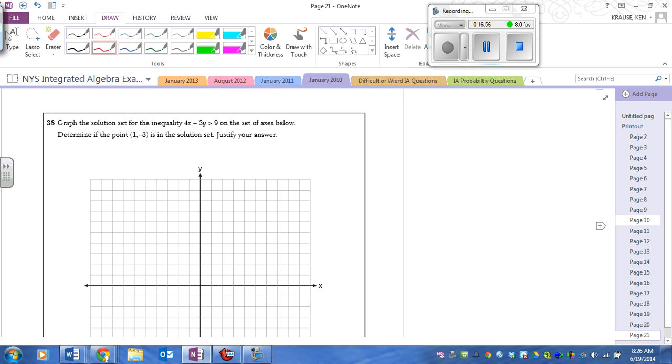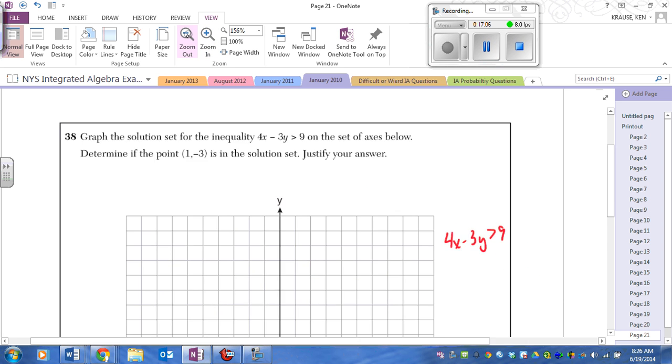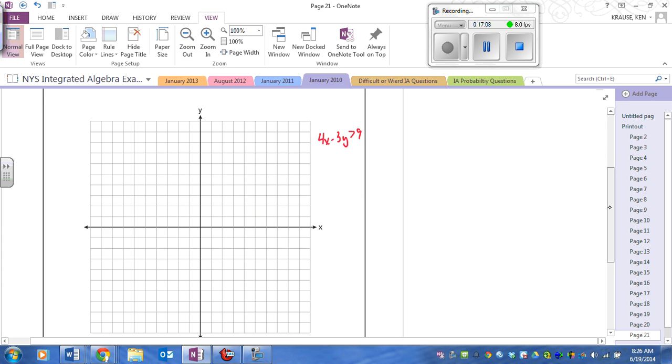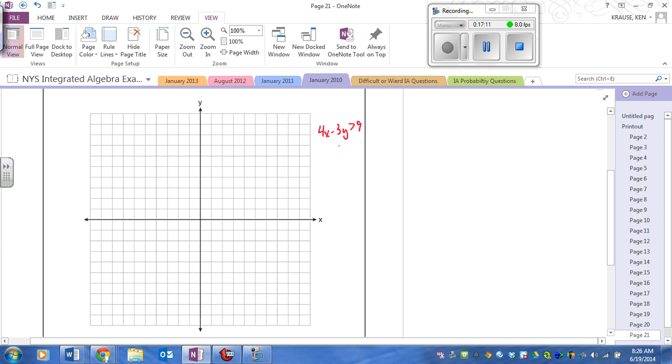Alright, so I'm going to graph this thing. 4x minus 3y greater than 9. This minus right here is going to be a pain in the neck, so I'm going to move the 9 over here, with the 3y over there. So 4x minus 9 greater than 3y. Over 3, over 3. I get 4 over 3x minus 3 greater than y.